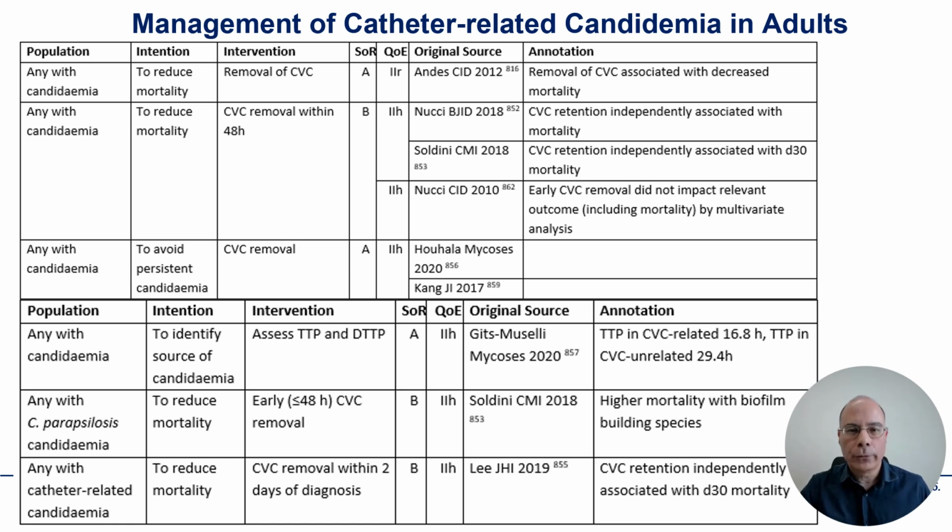There have been no prospective controlled trials to assess the effect of catheter removal on treatment outcomes. However, observational studies found an association between early catheter removal, i.e. within 2 days of diagnosis, and lower 30-day mortality rates. Therefore, the guideline strongly recommends removing or replacing vascular catheters in candidemic patients as early as possible, ideally within 2 to 3 days.